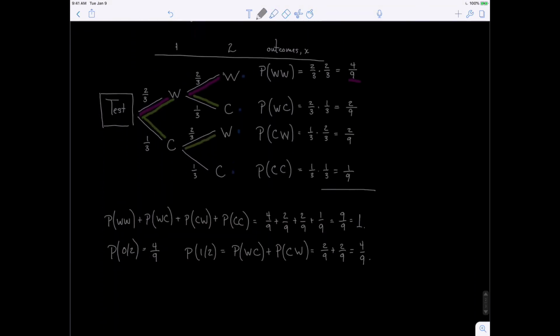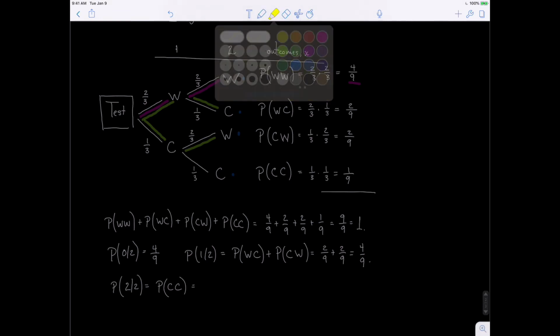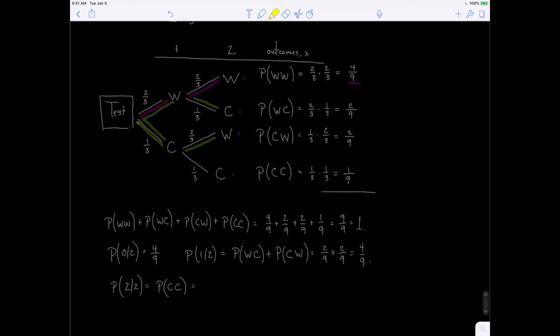Let's try the last one, and that is the probability of a score of 2 out of 2. Well, that came from the probability of being correct. And we even have that one. That one is right here. If you take the bottom branch and then the next bottom branch, you get 2 corrects. And we already found that. That result is right here. That's 1/9.